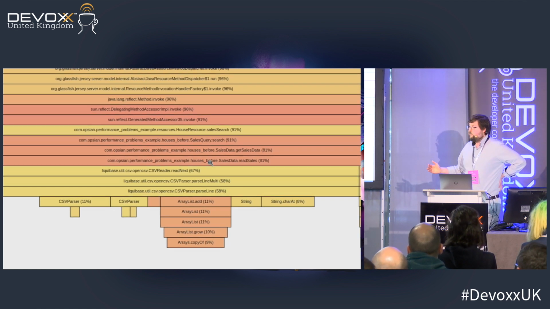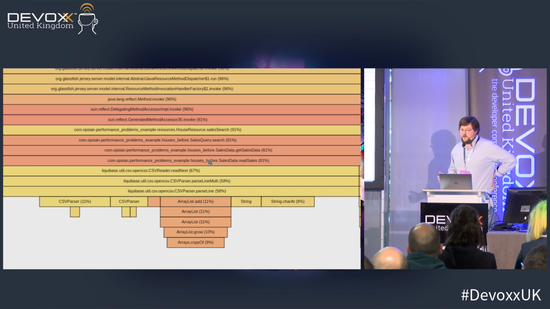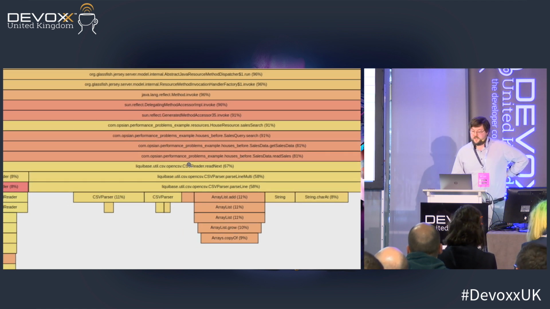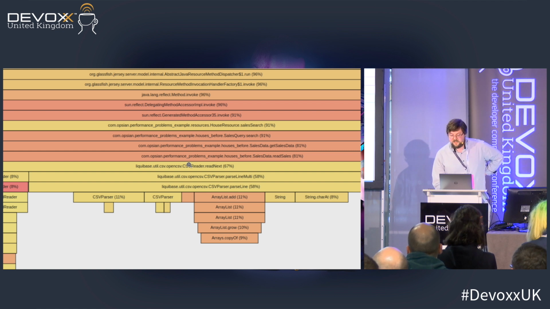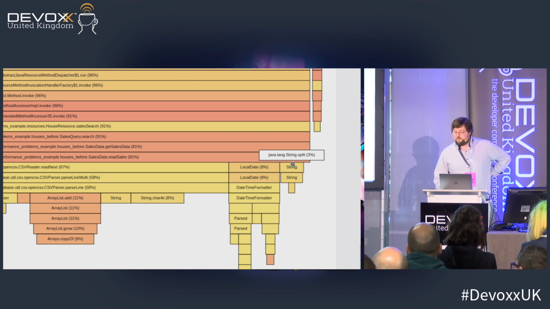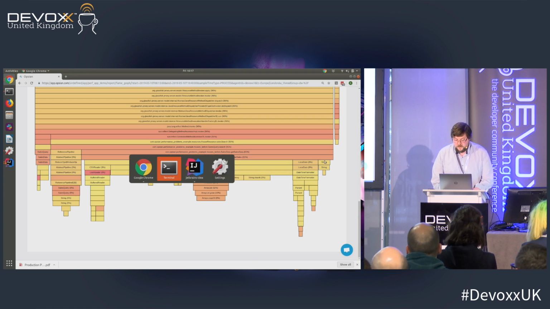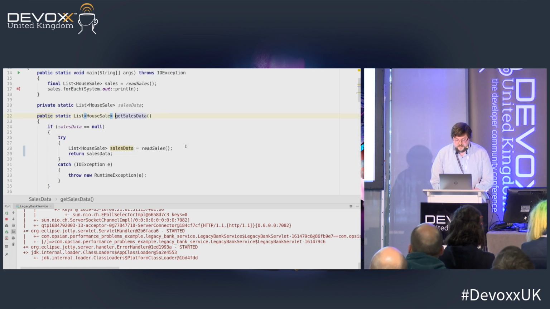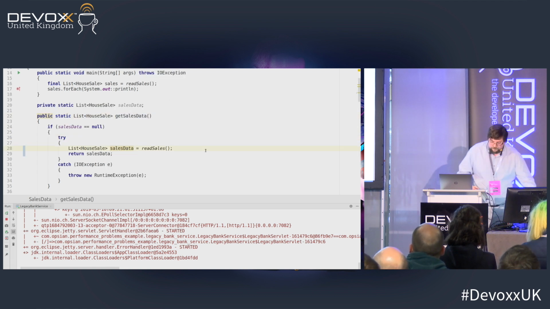It's calling a method called readSales. And readSales is doing a few interesting things here. Firstly, it's using this CSV reader method. And it's also doing things like parsing local dates, splitting up strings. So it looks like it's doing some string parsing. So let's go and have a look at that code, shall we? So we've got our getSalesData method here.